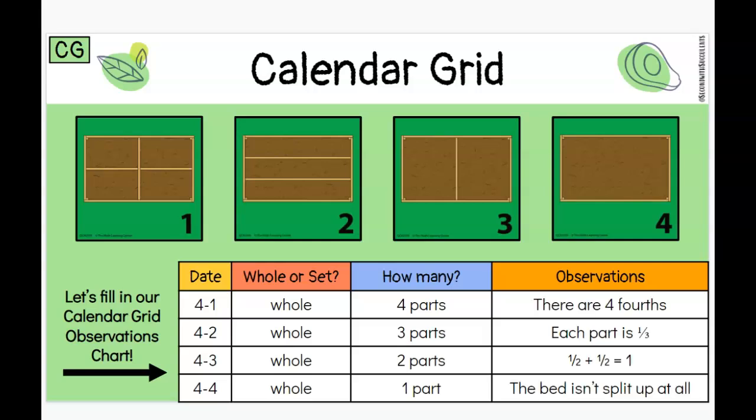A few other observations that we talked about may look a little something like this. For the first day, we can see that we have our garden bed in 4 parts. For the second day, April 2nd, we can see that each of our 3 parts is really 1/3. We talked a little bit about fourths, thirds, halves, and the whole. We also noticed on the third that 1/2 plus another half really equals 1 whole. And when we're looking at the fourth day of the month, April 4th, that's our whole. The bed isn't split up at all.